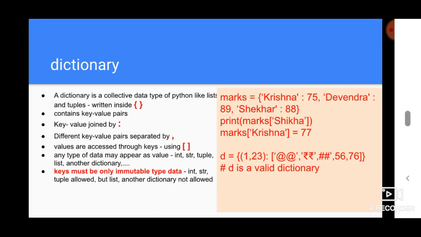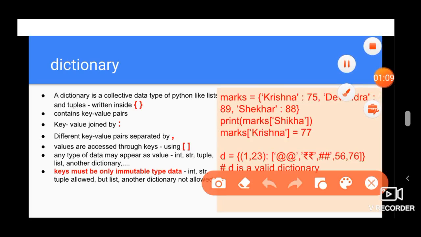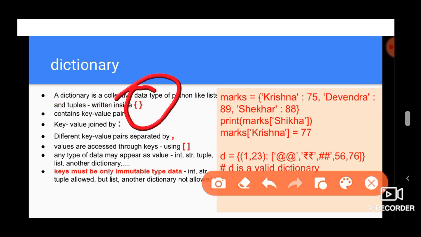First of all, what is a dictionary? A dictionary is a collective data type of Python like list or tuples, and it is written inside curly brackets. See here, we have written a dictionary named marks, which is written inside curly brackets, and a dictionary contains key value pairs. And the key value pairs are joined by colon.